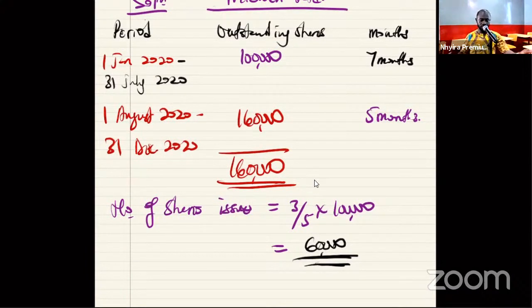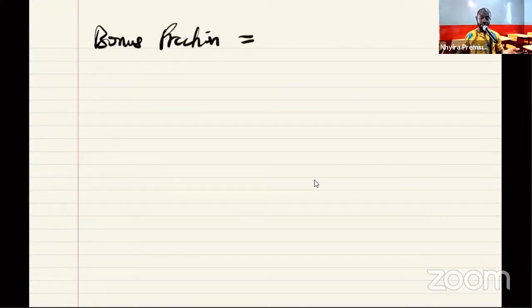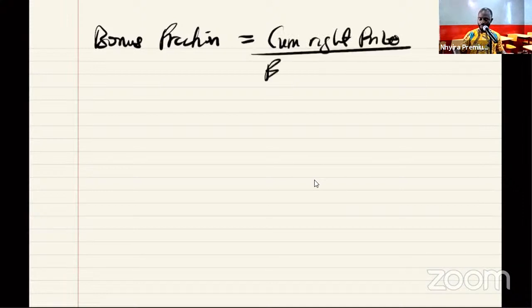So what do we do then? We need to calculate the bonus fraction, since it is a right issue, so that the bonus fraction applies to the shares outstanding prior to the right issue. So let's see how we calculate the bonus fraction. If you remember, we said the bonus fraction when there is a right issue should be the cum right price, which will always be given to you, divided by the ex right price.